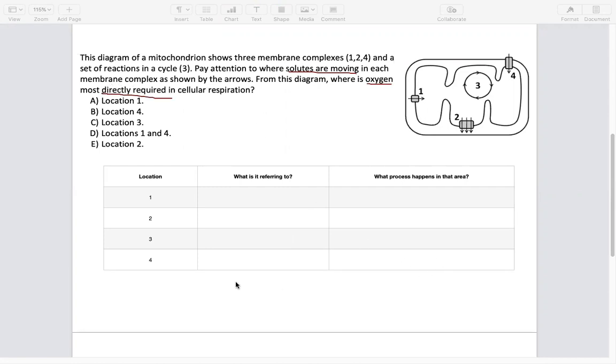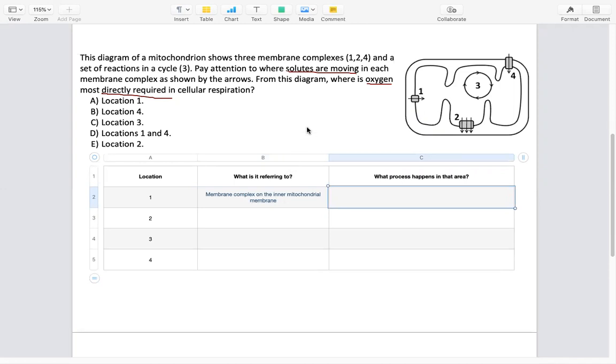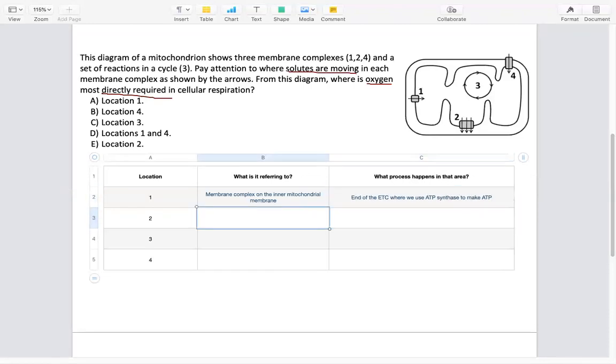Okay, and so let's think about that. Again, we want to know what these locations are referring to. Location 1 would be a membrane complex or a protein on the inner mitochondrial membrane, right? What process happens here? This would be at the end of the electron transport chain where we use ATP synthase to make ATP. Remember that that's a coupled reaction with hydrogen pumps, or the hydrogen ions moving back in.